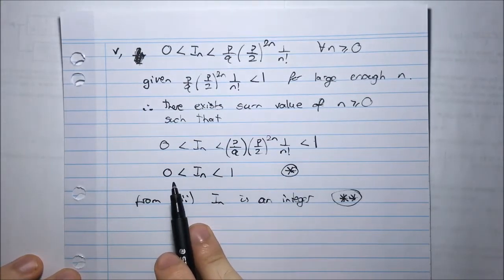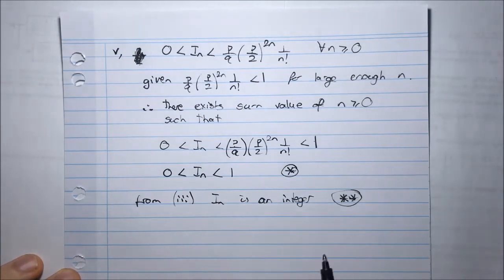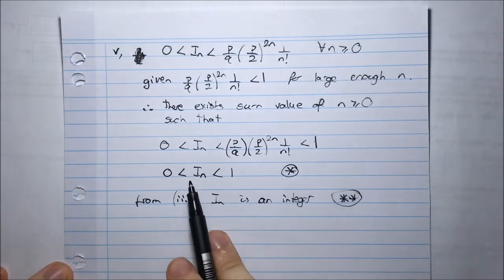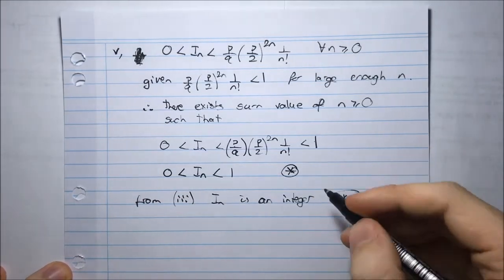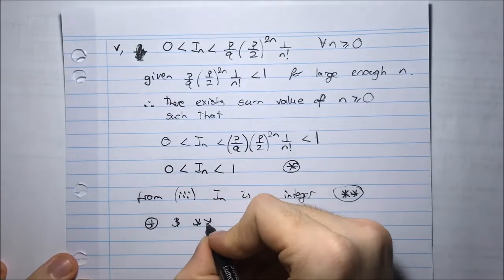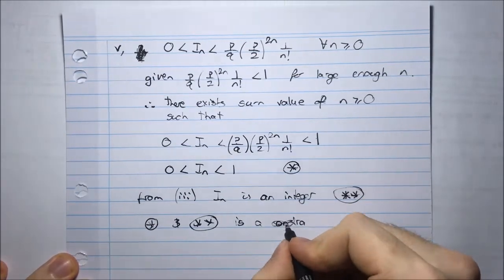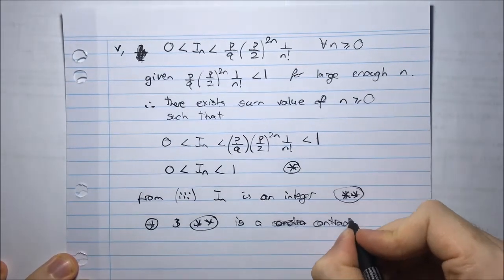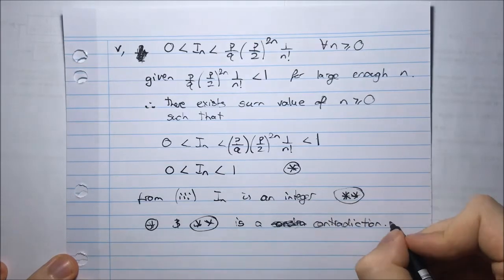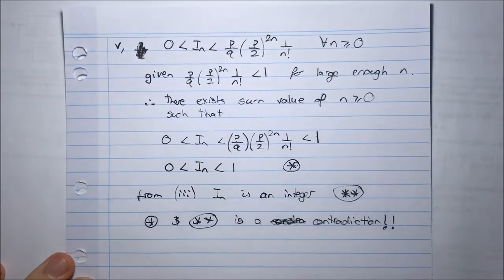Okay? So here I have statement star, and I have statement double star. One says that I_n is strictly between 0 and 1. That means it can't be equal to 0 or 1. It's strictly between them. And the other one says that I_n is an integer. But what kind of nonsense is this? There's no integer between 0 and 1. So clearly I have come up with a contradiction here. So star and double star is a contradiction. I always spell this wrong. Contradiction. Okay, I have a contradiction here. Exclamation point. All right, so I have a contradiction.